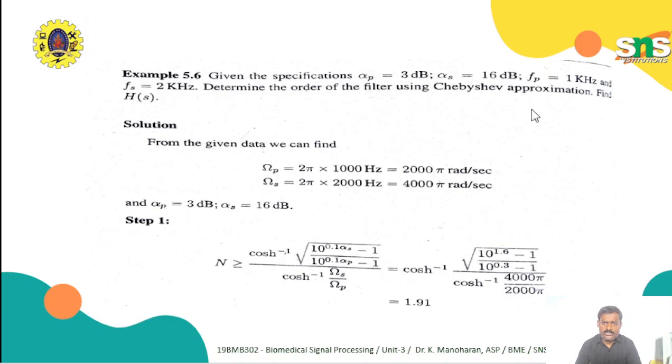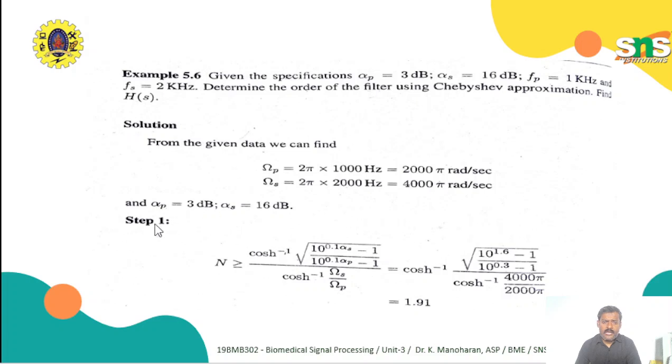Here fp is 1 kHz, this is 1000 hertz. So we can convert omega p equal to 2 pi into fp. So 2 pi into 1000 hertz, that is equal to 2000 pi radians per second. This is omega p. Omega s is equal to 2 pi into 2 kilohertz, this is 2000 hertz. So 2 pi into 2000 will be equal to 4000 pi radians per second. We converted omega p and omega s into radians per second.